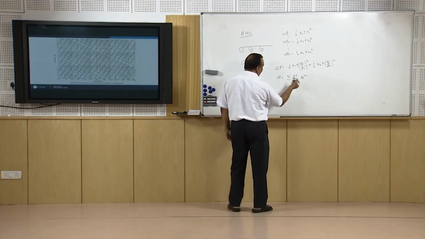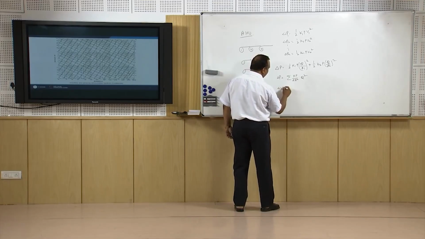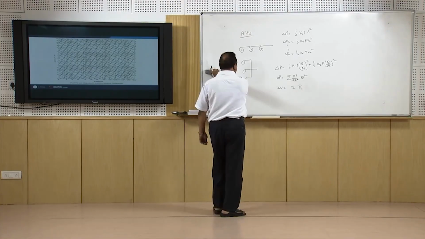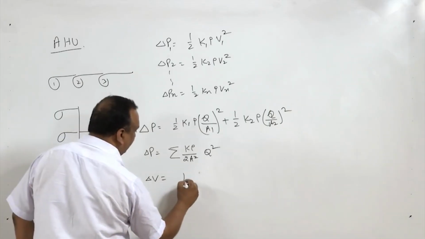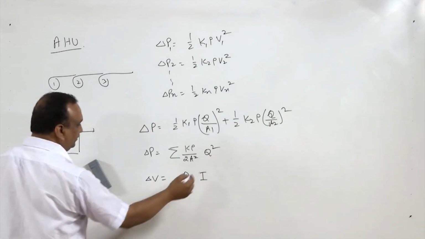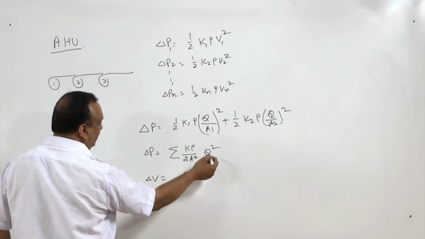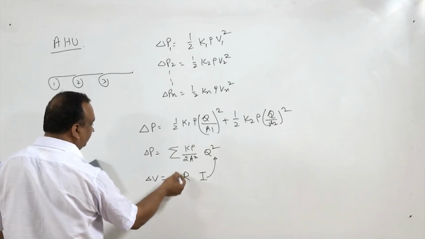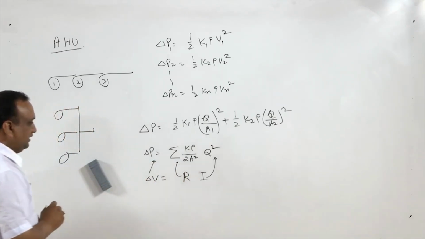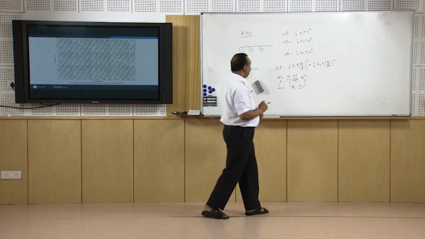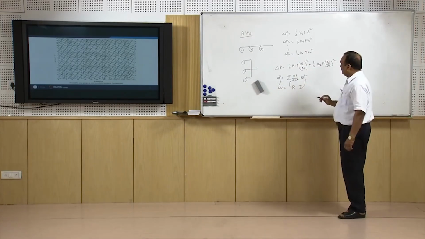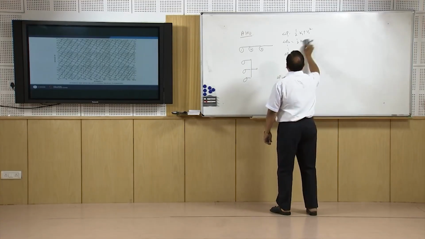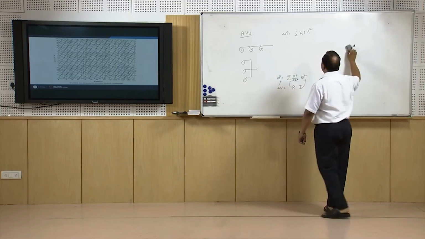You can find this analogous to delta V is equal to IR. Sorry, it is reversed: R into I. Now this I is analogous to Q square, this is resistance and this is potential difference. Now if they are connected in series and if they are connected in parallel, how are the pressure and discharge going to be affected?